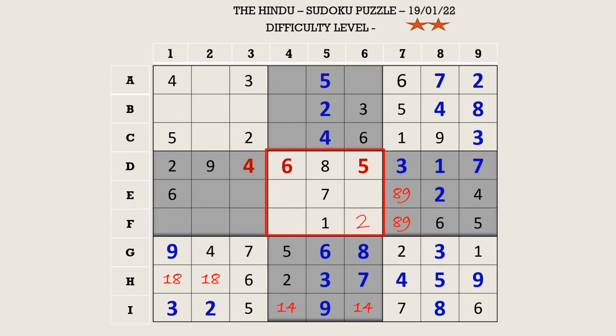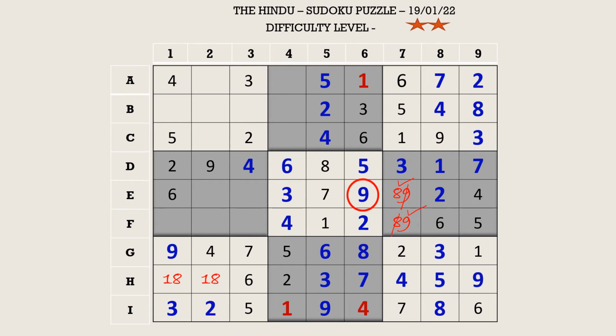There is a 4 in row E which blocks these 2 cells. So F4 takes 4. Now the missing numbers are 3 and 9. There is a 3 blocking here. So E6 takes 9 and E4 takes 3. This 9 in E row cancels out the 9 here. And E7 becomes 8 and F7 becomes 9.